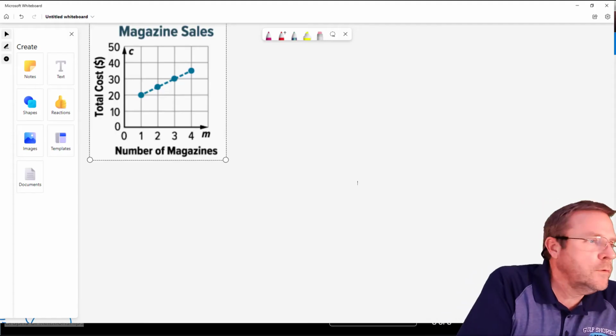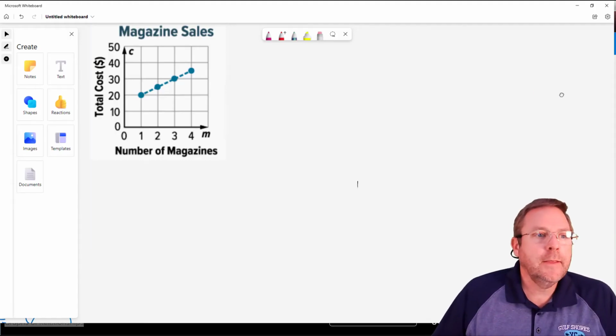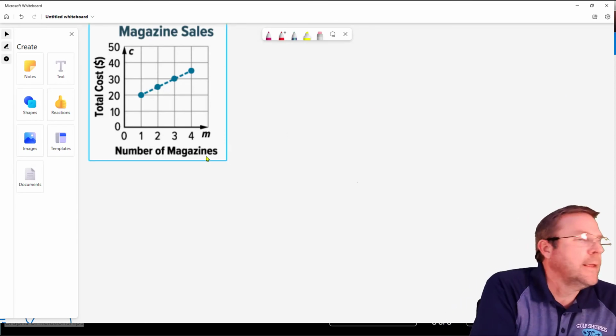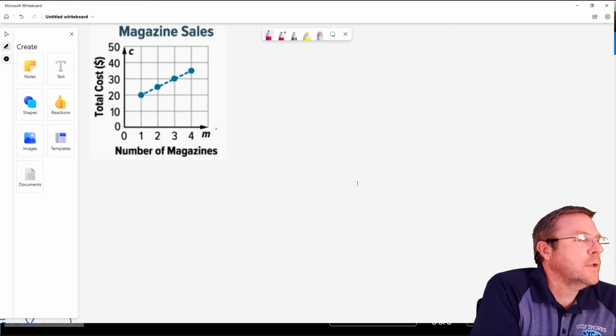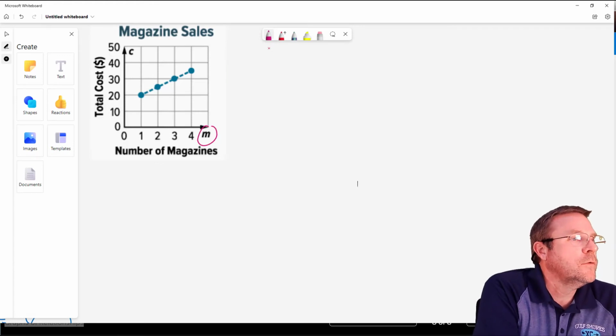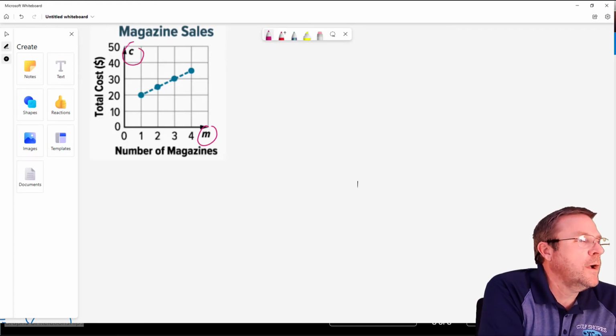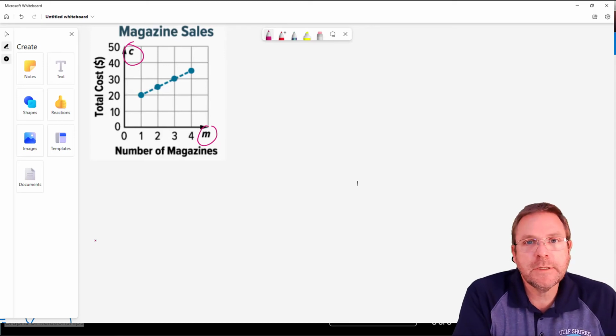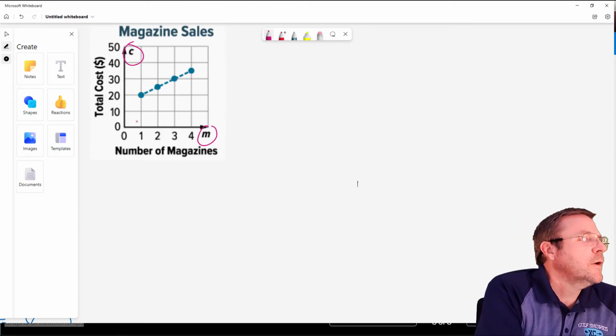First thing we have to do is come up with the independent and the dependent variables. Well, the independent variable is always the x-axis, which in this case is going to be m. Your dependent variable is always the y-axis, which in this case is going to be c. Now we're going to need to write some ordered pairs.